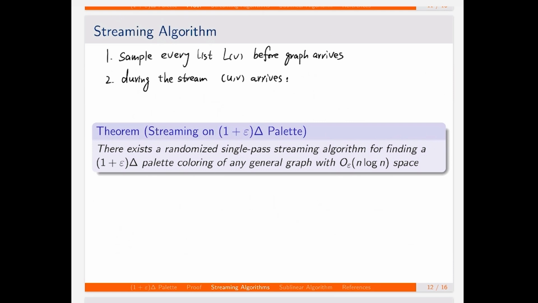Recall that the conflict graph G_conflict is (V, E_conflict), where E_conflict is the set of edges in the original edge set such that every two adjacent vertices in the conflict graph have non-disjoint color lists. So when UV arrives, we maintain this edge list for the conflict graph. Maintain E_conflict by checking whether L_U intersect L_V is empty or not.